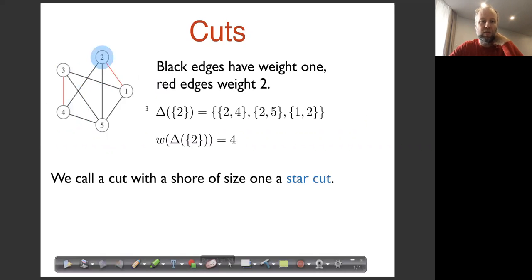Okay, so here's just one more example, another example that would be important for us, where the shore just has a single element. We call such a cut a star cut. In this case, the edges in the cut are going to be 2-4, 2-5, and 1-2. And this cut also has weight 4 because the red edge has weight 2, and then 2 edges of weight 1.